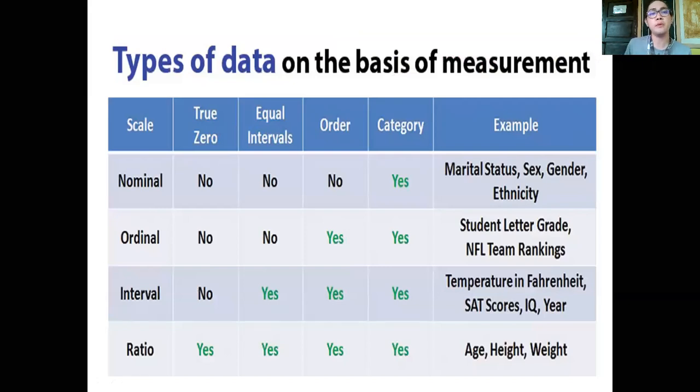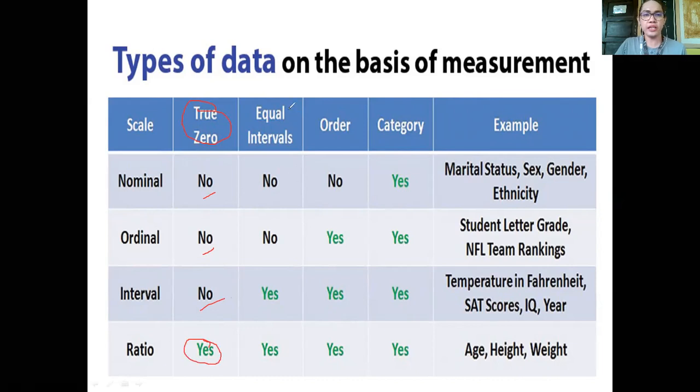Now let's try to discuss the types of data on the basis of measurement. Here, we will go over the concepts that we just learned, the types of data that we have. We have the nominal, ordinal, interval, and ratio. When we talk about the true zero, which I highlight, nominal, no. For ordinal, no. For interval, no, zero is not defined here. But in ratio, it is defined.